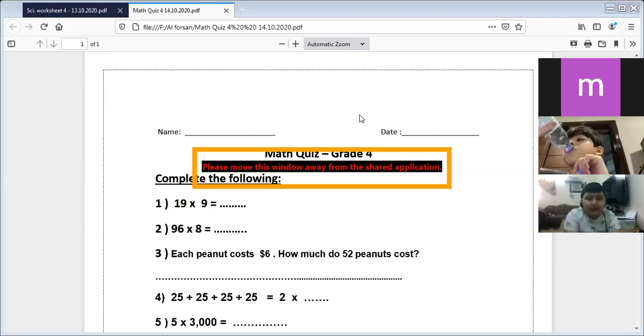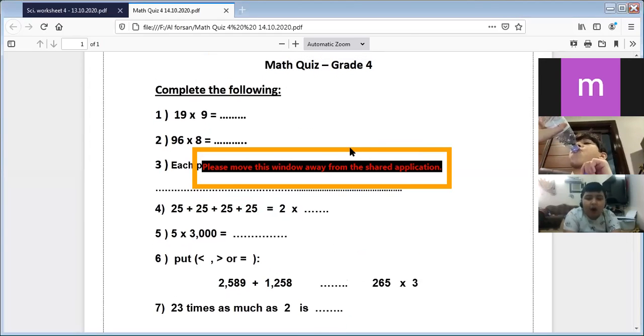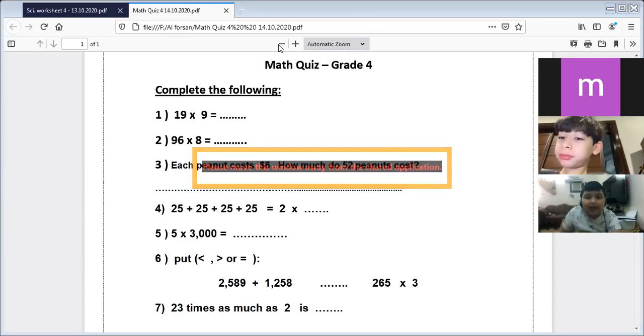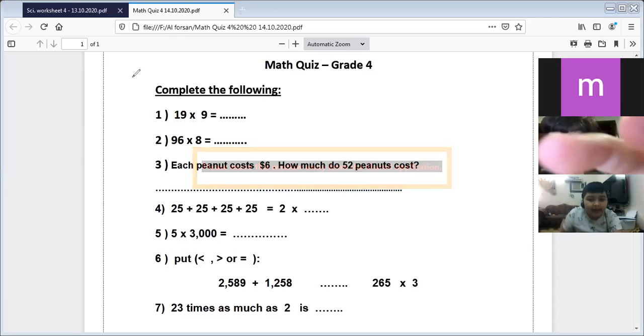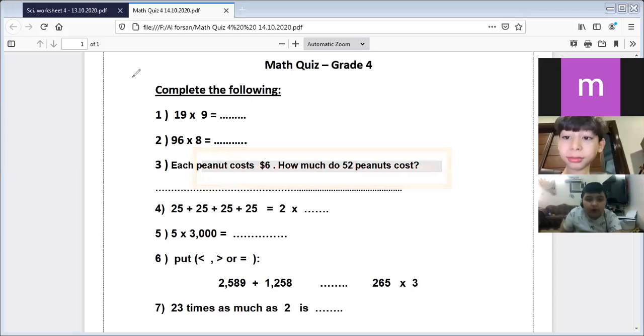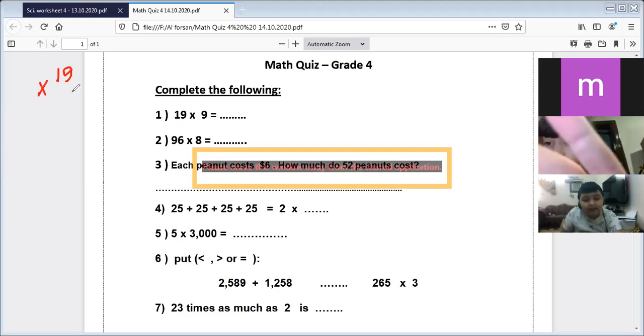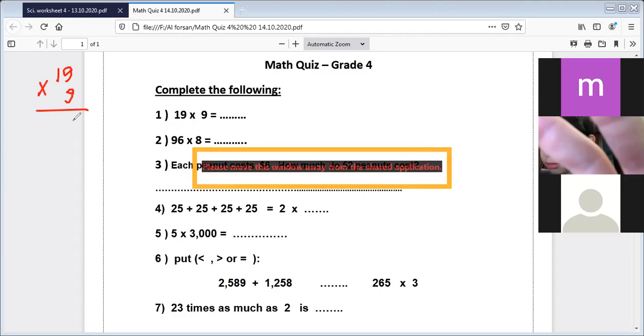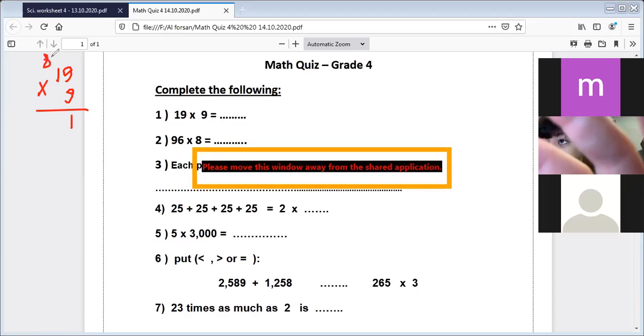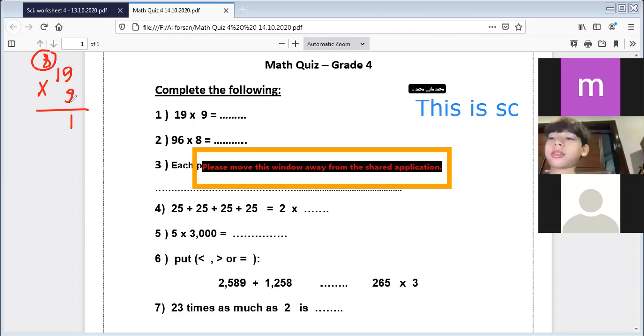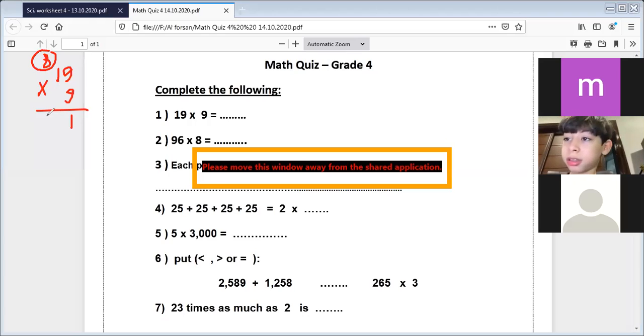Answers of this quiz. The first one, 19 times 9. 9 times 9 is 81, right? And carry up 8 here. Then 9 times 1 is 9 plus 8, 17. So the answer is 171.